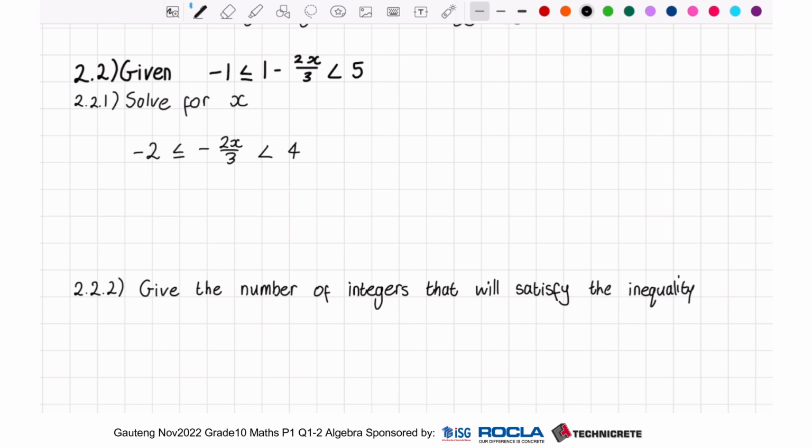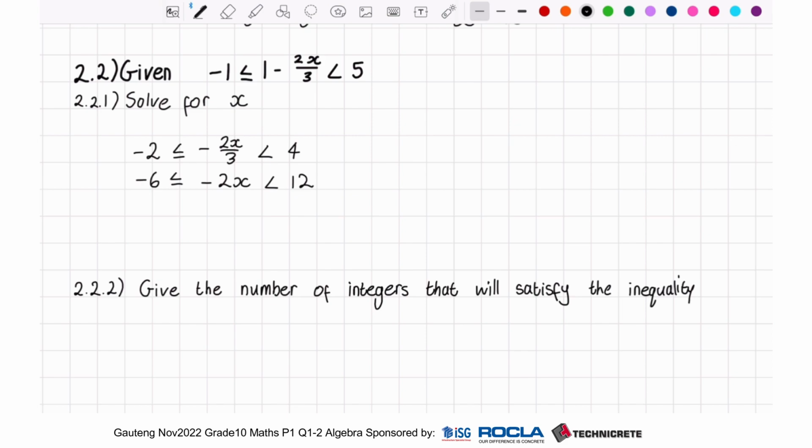Then I'm going to multiply everything by 3. So I'm multiplying the middle bit by 3, and I'm just left with this negative 2x. Then the left-hand side must be multiplied by 3 as well. That's going to be negative 6. And the right-hand side must be multiplied by 3 as well, and that's going to be 12. So this is going to be negative 6, I'm just left with negative 2x, and this one is 12.